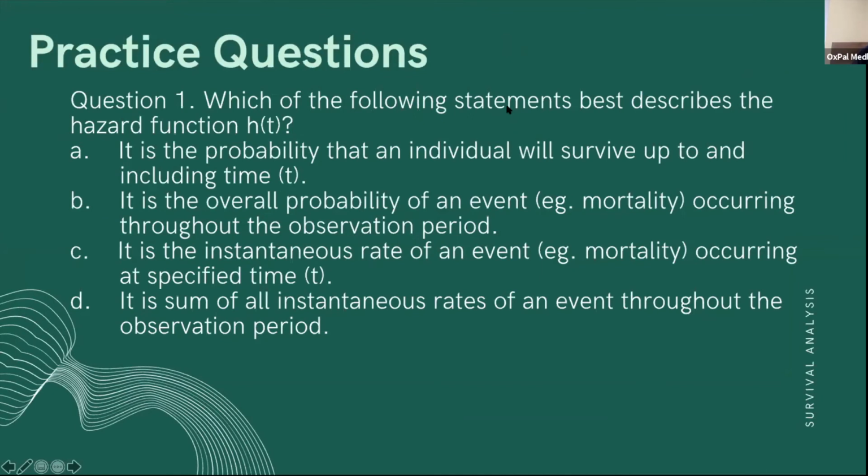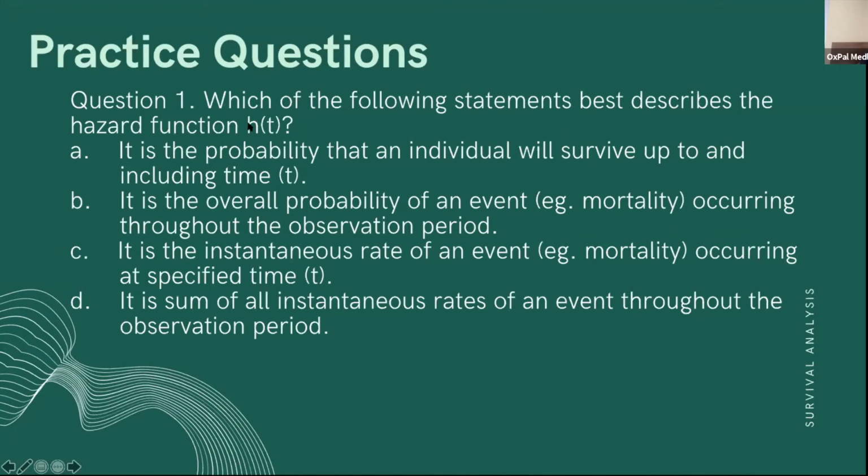Okay. So for the practice question, I'll launch a poll here. Which of the following statements best describes the hazard function, small h(t)? Is it the probability that an individual will survive up to and including time t? Is it the overall probability of an event occurring throughout the observation period? Is it the instantaneous rate of an event occurring at a specified time? Or is it the sum of all instantaneous rates of an event throughout the observation period? It sounds very wordy, but what do you think is the best description of the hazard function? Small h here.